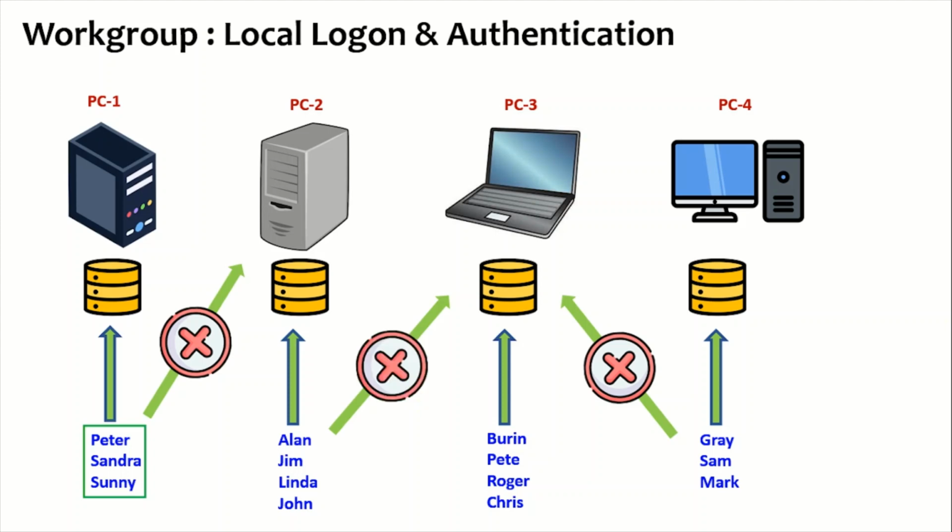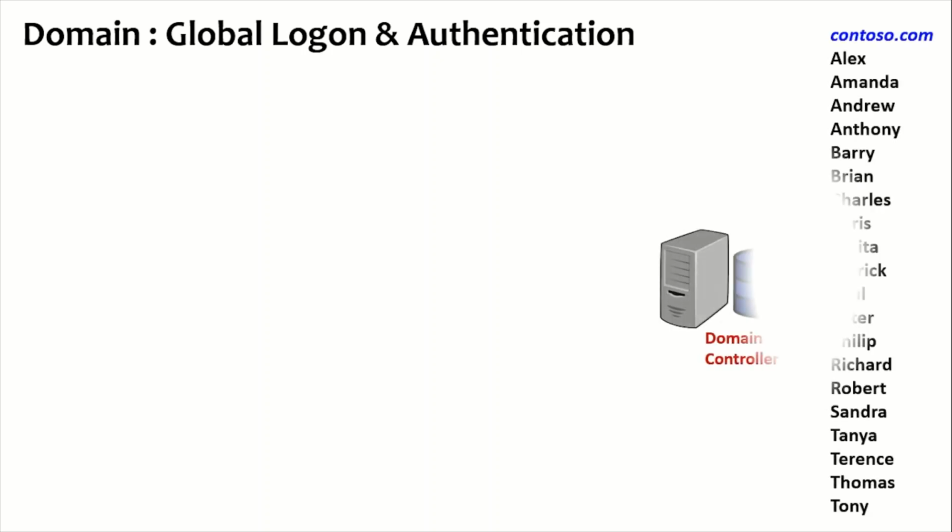So this is how logon and authentication happens in a typical workgroup network. So let's understand how logon and authentication happens in a domain network now. Now in a domain network, as you know, we have Active Directory taking care of our logon and authentication, and the logon and authentication is always global in nature. It's not like local.